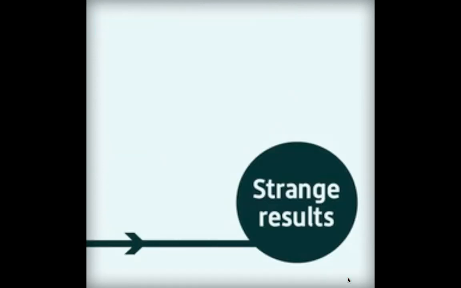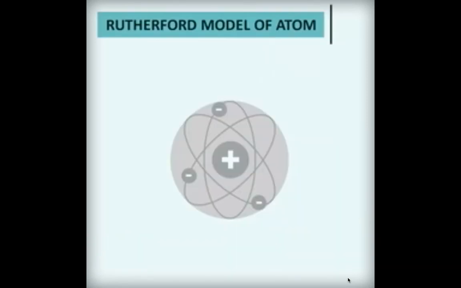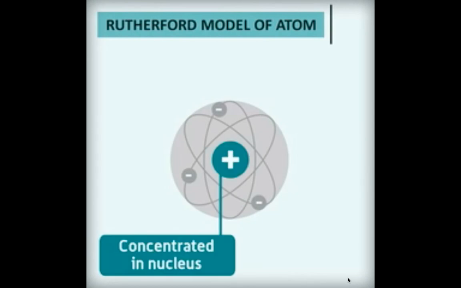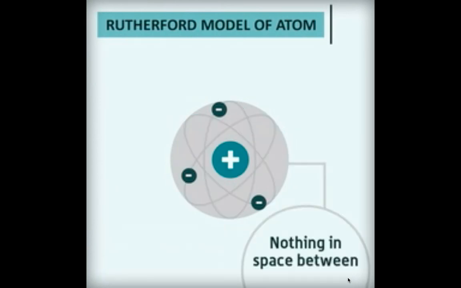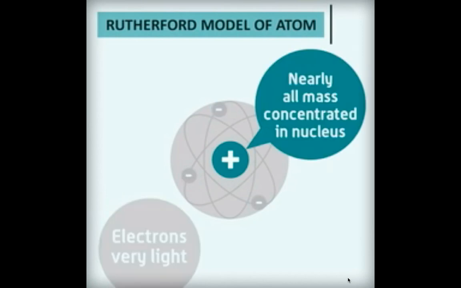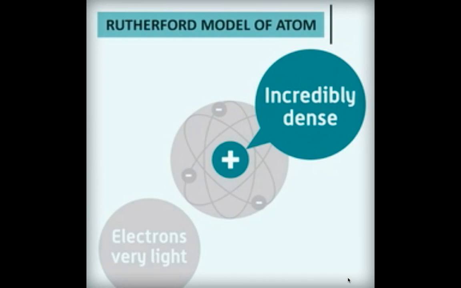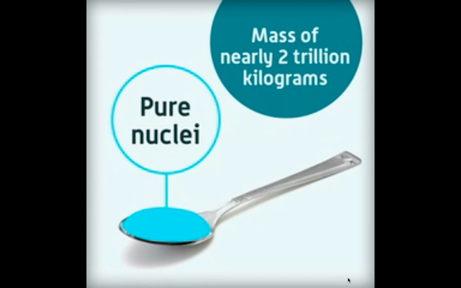The only way to explain the strange results that Geiger and Marsden had obtained was the Rutherford model of the atom, in which the positive charge of the atom was concentrated in a tiny nucleus at the center, with negative electrons orbiting this nucleus at a great distance. Nothing existed in the space between the nucleus and the electrons, making the atom mostly empty space. Because electrons were known to be so light, this meant that nearly all of the atom's mass was concentrated in the nucleus, making the nucleus incredibly dense. A teaspoon of pure nuclei would have a mass of nearly 2 trillion kilograms.